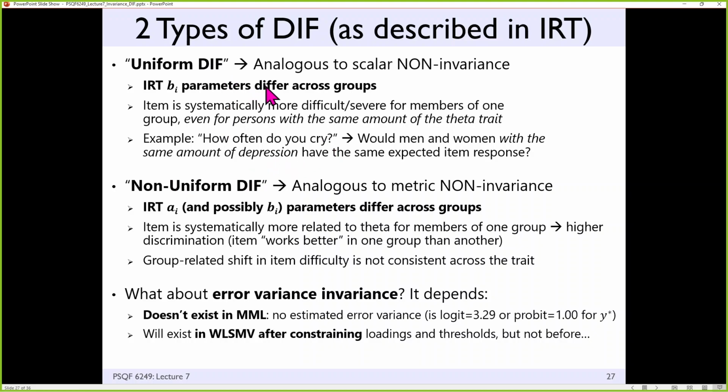So uniform DIF then is when an item is systematically more difficult across groups. Non-uniform DIF is when it's also potentially more discriminating in one group versus the other. So it works better, so to speak, in one group.